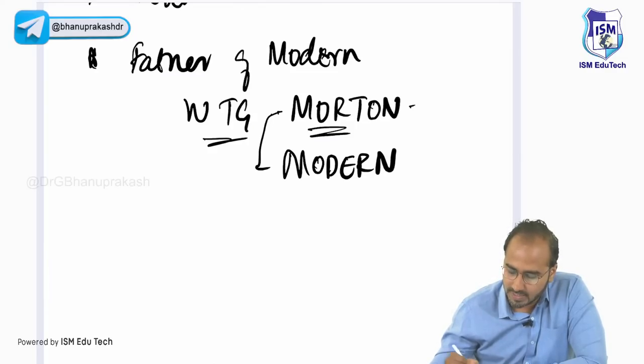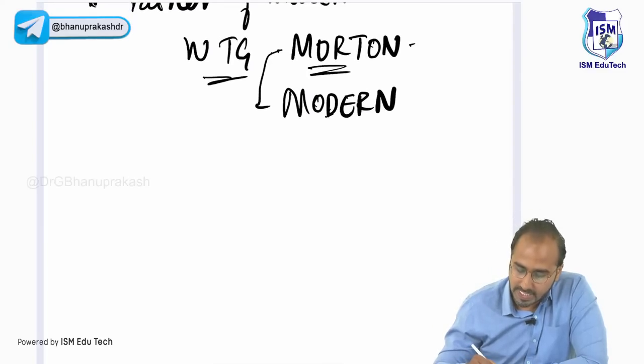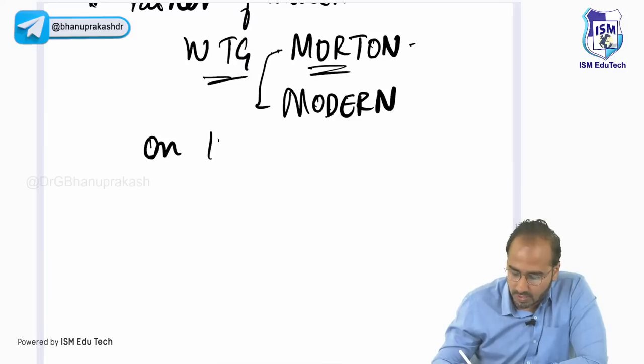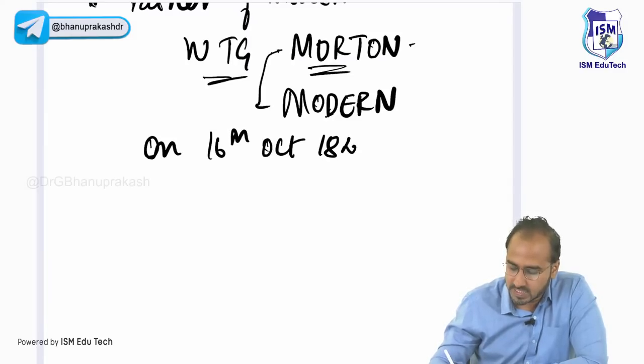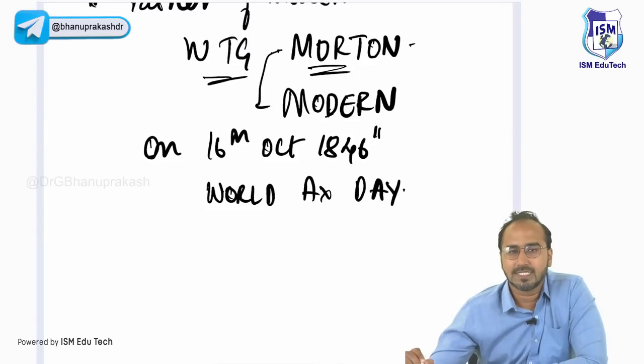Remember, guys, Morton, modern. Morton, modern. So the father of modern anesthesia is W.T.G. Morton. Why? Because he gave the first successful demonstration of ether anesthesia on 16th October 1846. That's why this day is also celebrated as World Anesthesia Day. Is this clear, guys?